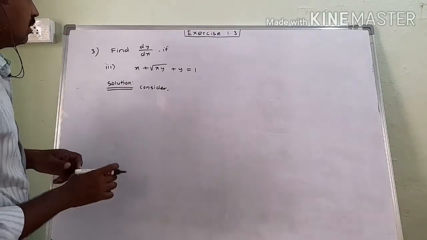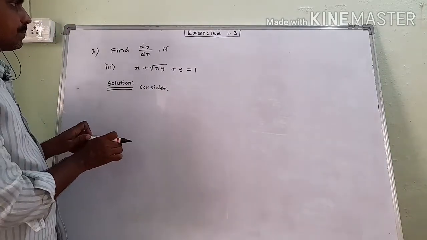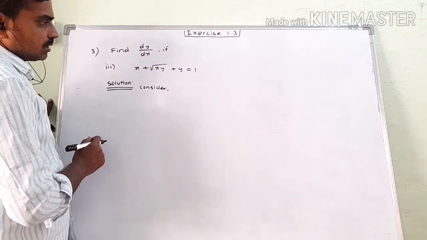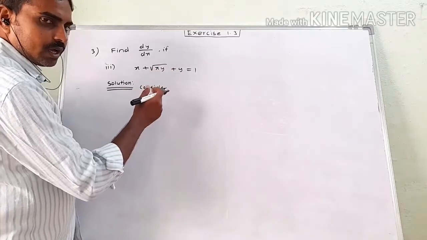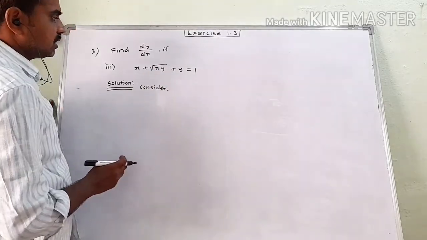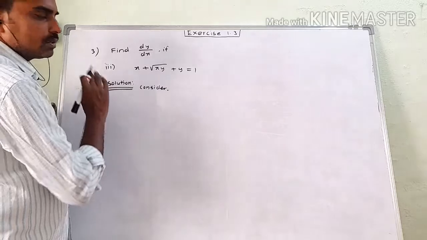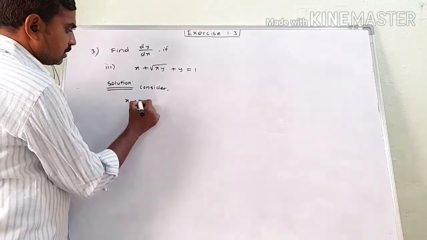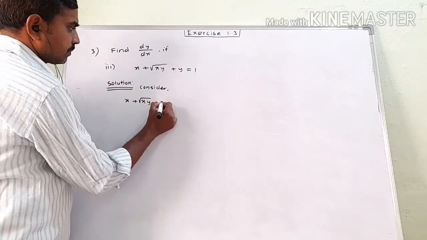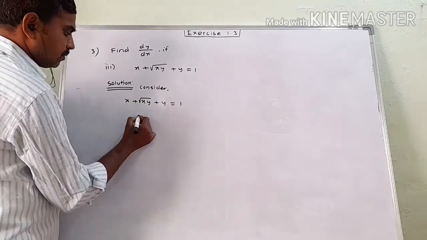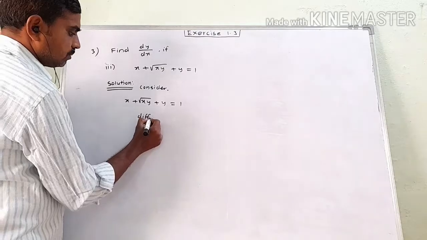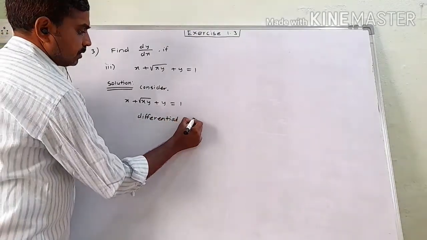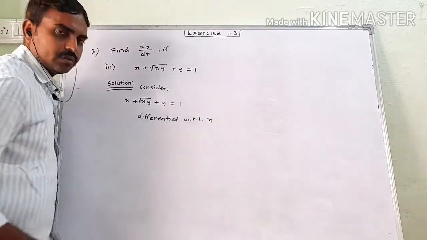Third example of implicit function is here. Now here x cannot be expressed explicitly in terms of y, or y cannot be expressed explicitly in terms of x, therefore this is an implicit function. Now we have considered this implicit function as it is. Now in this procedure of differentiation of implicit function, we have to differentiate directly this type of function with respect to x.